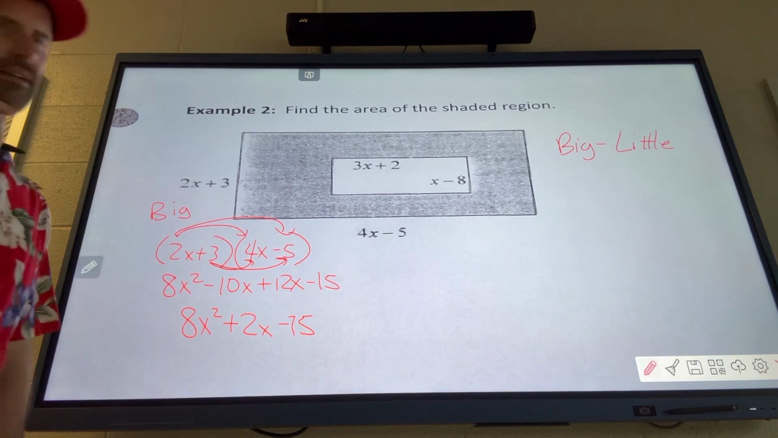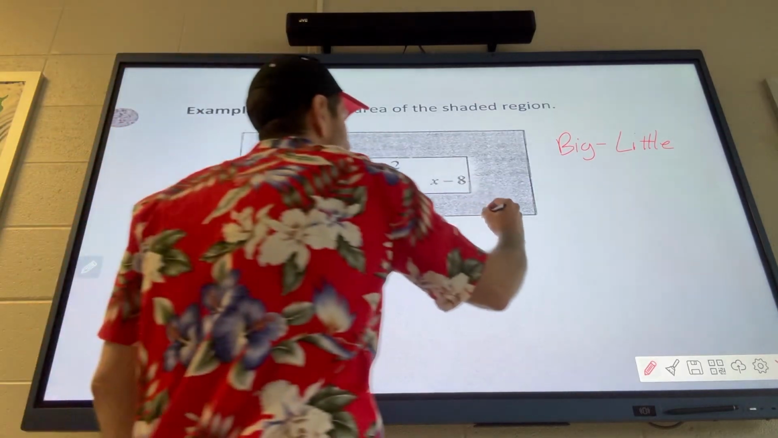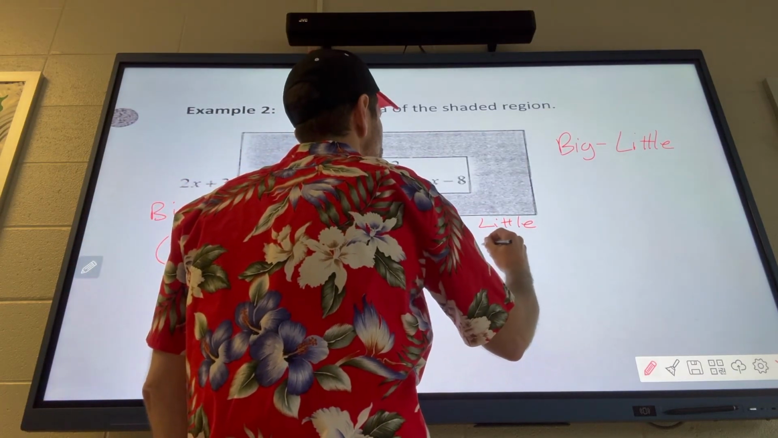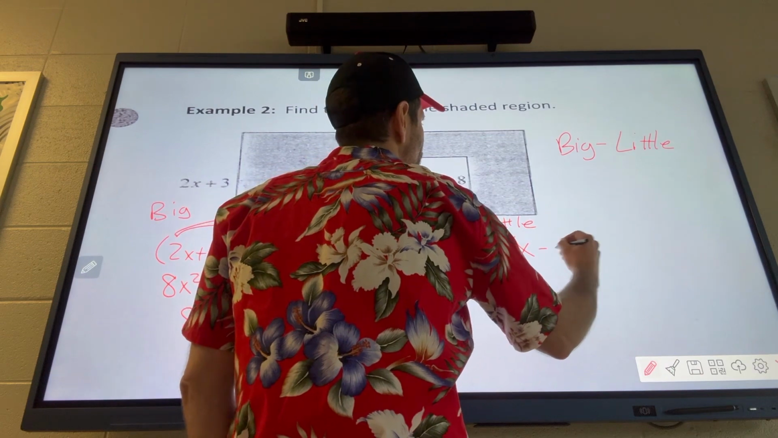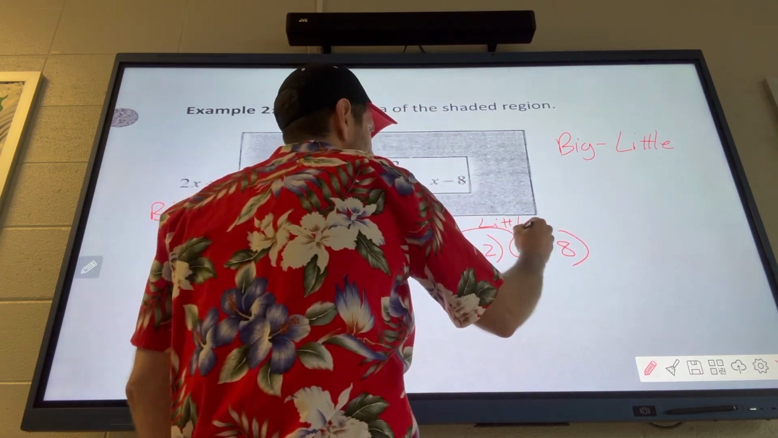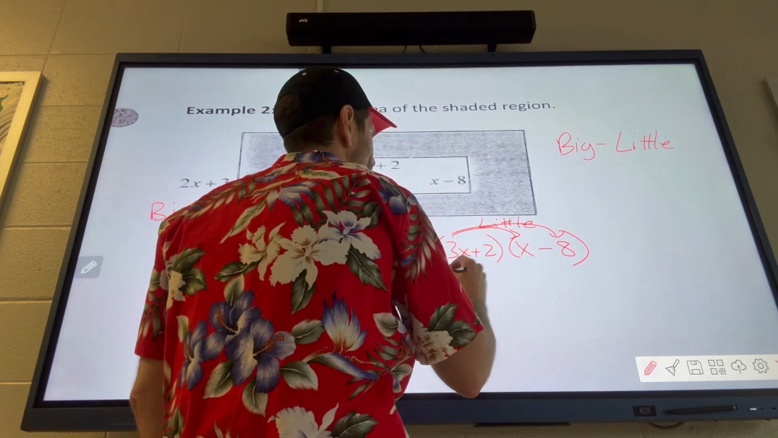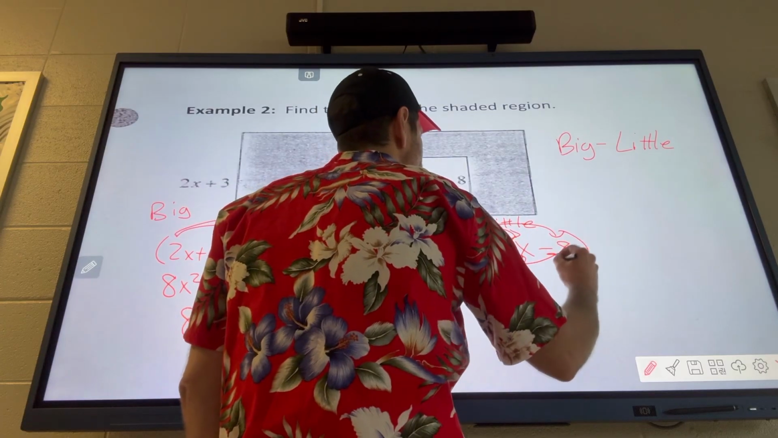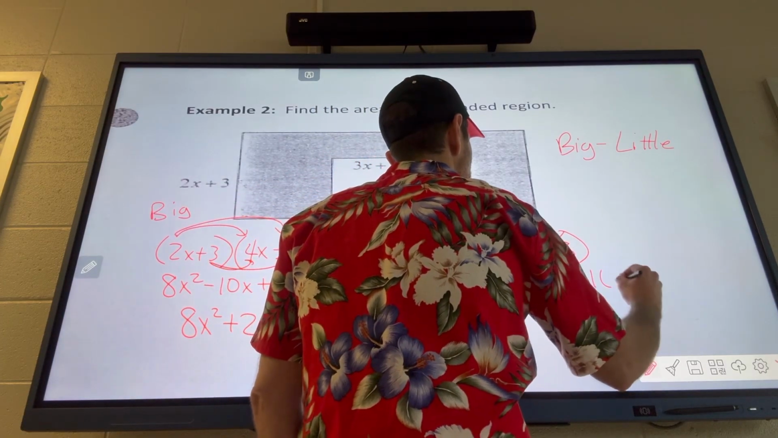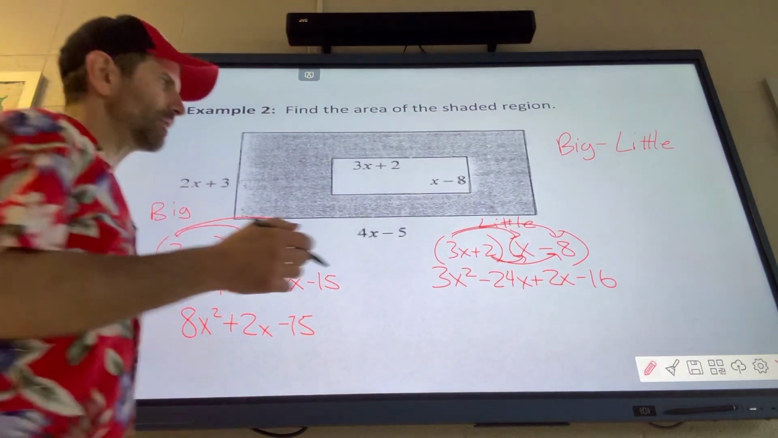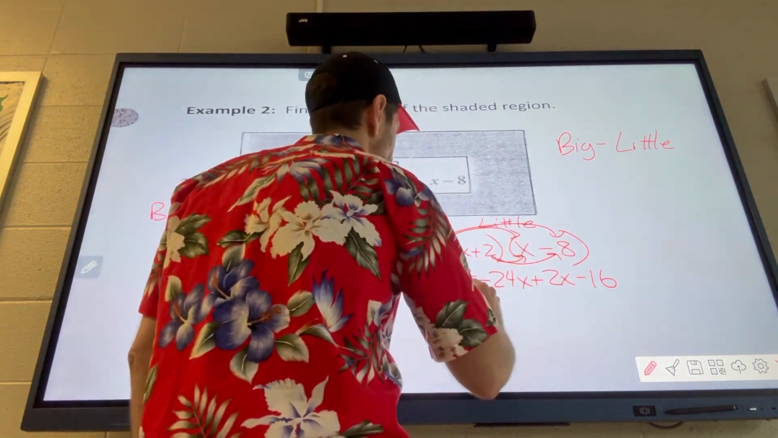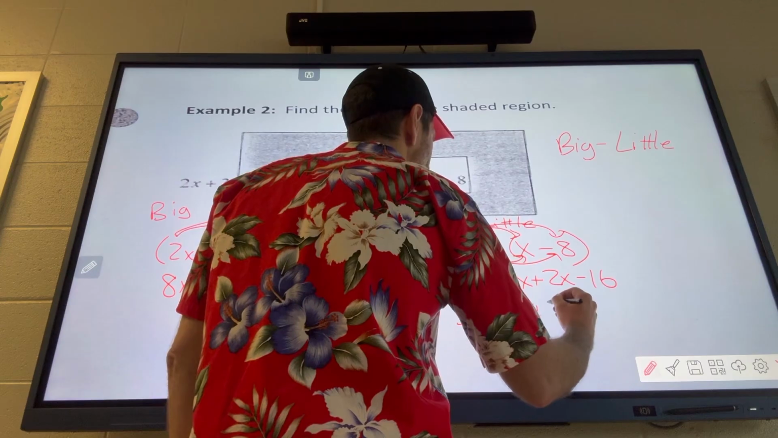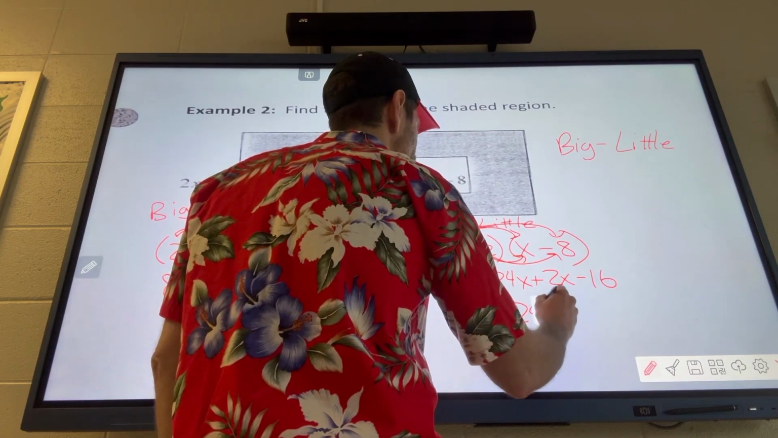Now let's calculate the area of the little. Little, we're going to have 3x plus 2 times x minus 8. Distribute. Distribute. And then in the middle, you can combine like terms right there, and you'll get 3x squared minus 22x minus 16.